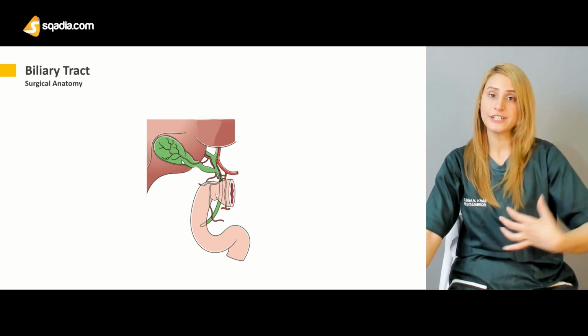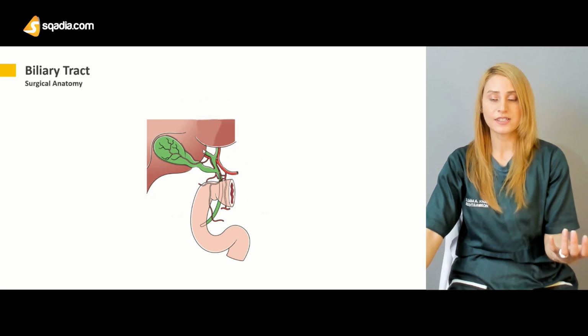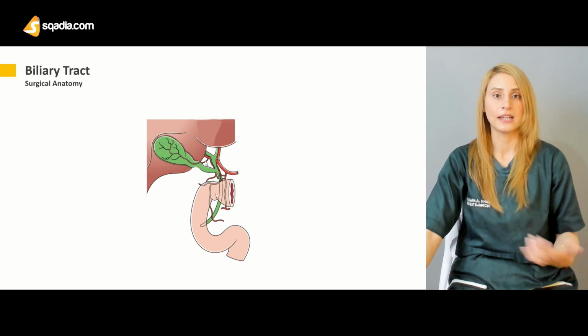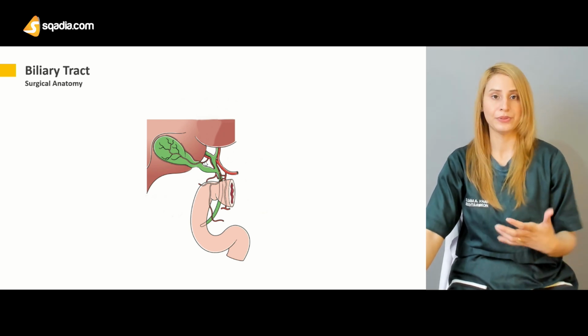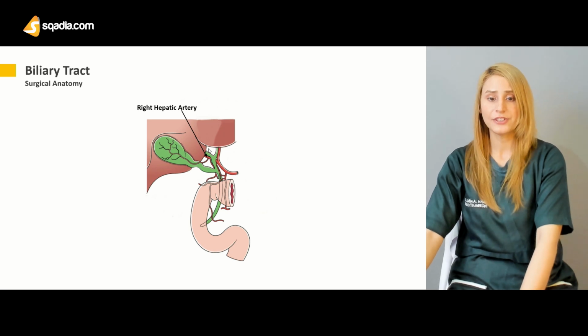So if you want to remove this gallbladder, then you have to cut off the supply. The supply is the cystic artery, and you have to ligate it, whether you are performing an open cholecystectomy or a laparoscopic cholecystectomy. So you can see here the right hepatic artery.